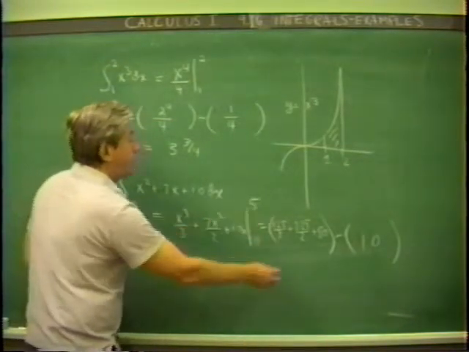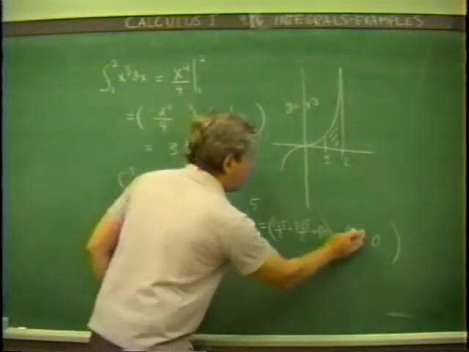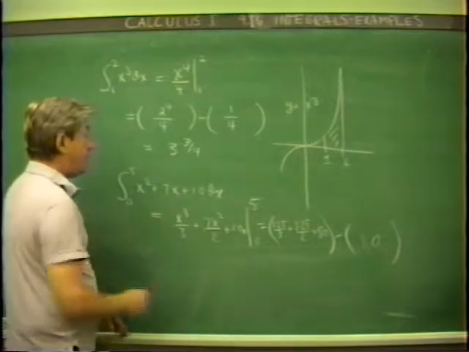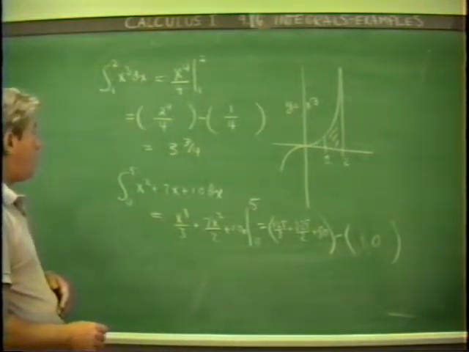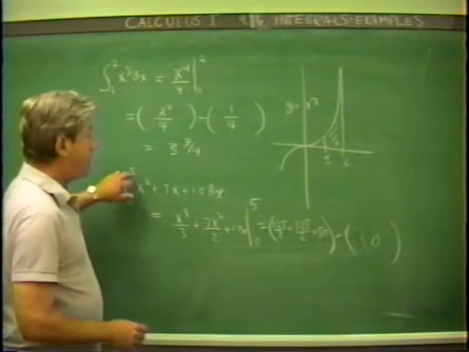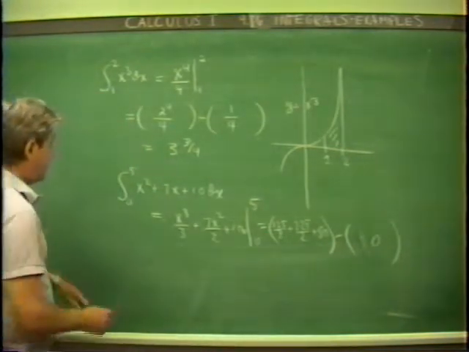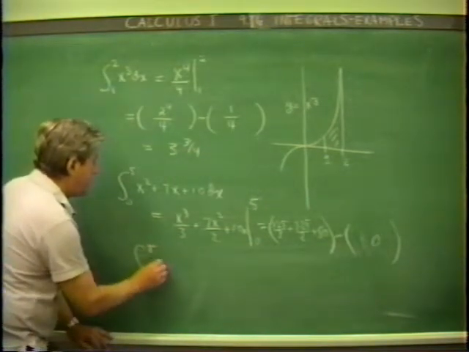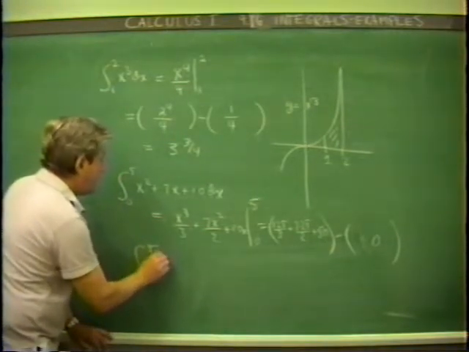This should be 10x, so this is 10 times 5, so plus 50. So you find an antiderivative, x cubed over 3 plus 7x squared over 2 plus 10x. Take the value at 5, subtract the value at 0, and the value at 0 in this case is 0. And this will tell you what the value of this integral is. Namely, it's that number right there.